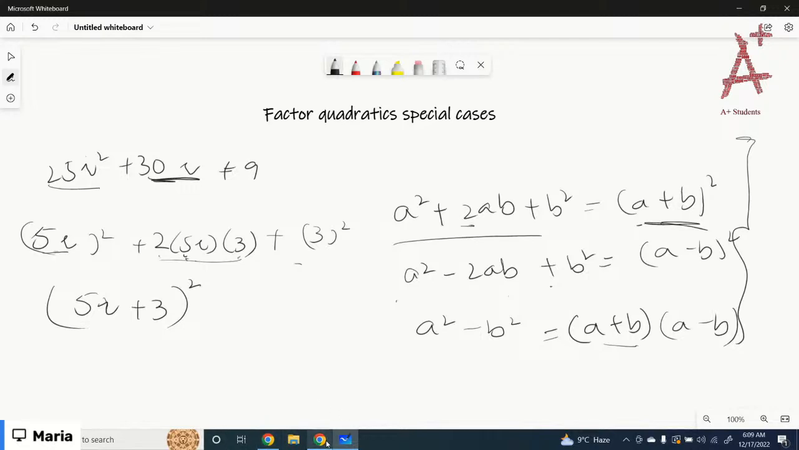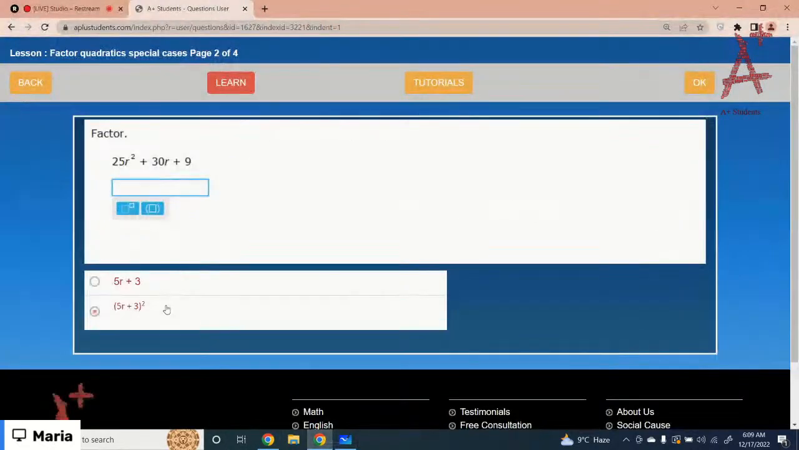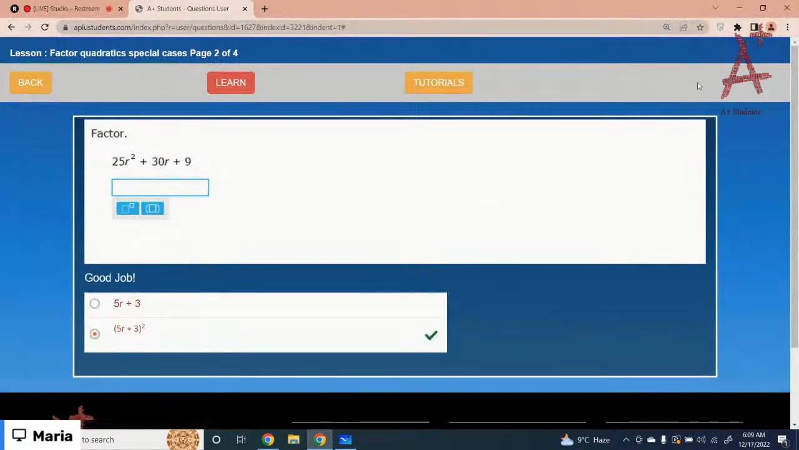So the correct option is the second one. It is 5r plus 3 whole square.